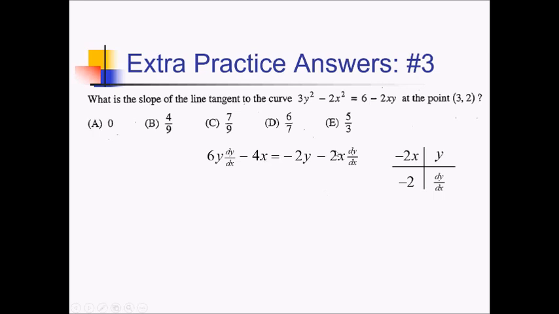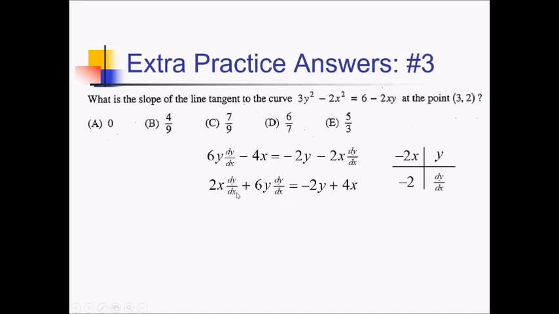All right, let me get the dy over dx's on the left side and everything else on the right. So I can add this 2x dy over dx over here to the left side. I still have a 6y dy over dx over there. On the right side now, I have the negative 2y that was already there, and I'm going to add this 4x to get it over there.